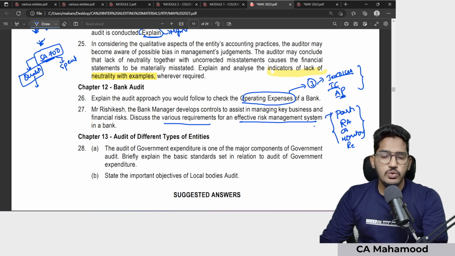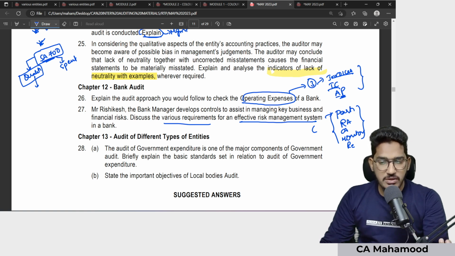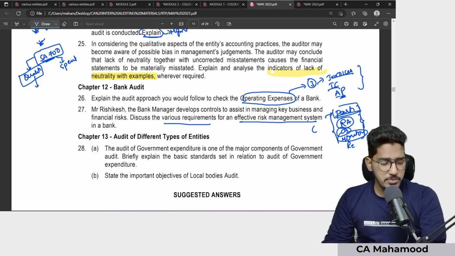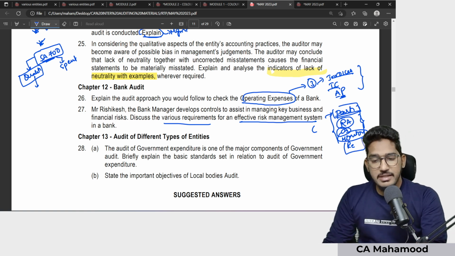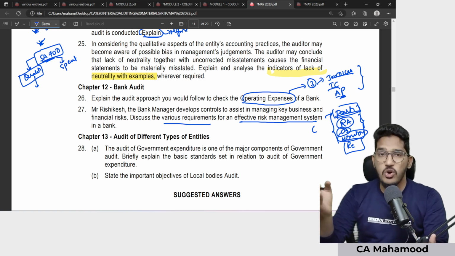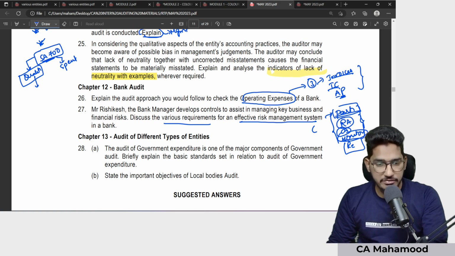So these 5 are the components to call a risk management system of a bank effective. More or less very similar to components in the internal control, but they say it with different names. Number 1, participation by those charged with governance. Entity's risk assessment. Then we have control activities, monitoring. These 3 points are common. They are adding 2 more points. At the beginning they say participation by those charged with governance. At the end they say reliable information systems. So these 5 are the components for the bank's risk management system to be effective.